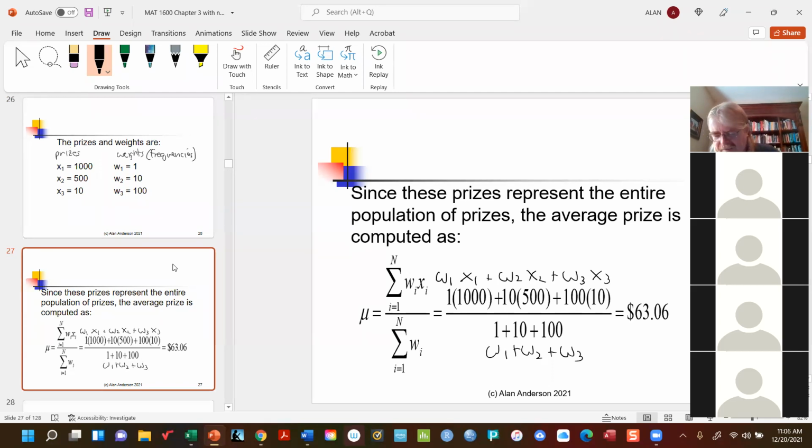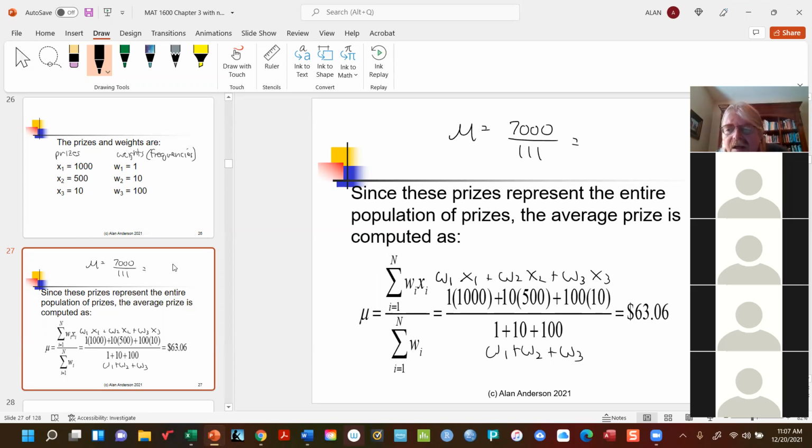So let me just quickly, hold on one second. In the numerator, we have 1,000 plus 10 times 500 plus 100 times 10. It looks like we've got 7,000 over 111. Yeah, that's where that's coming from. So what it's saying here is the average prize is only $63.06.